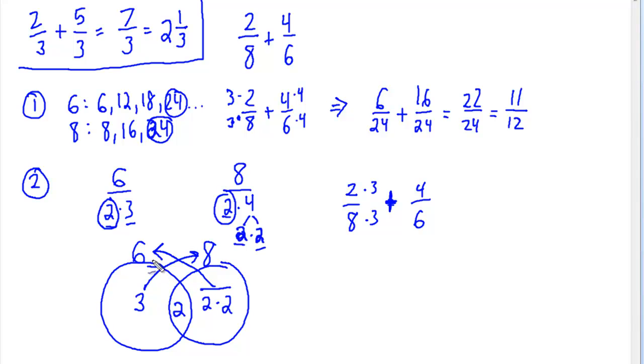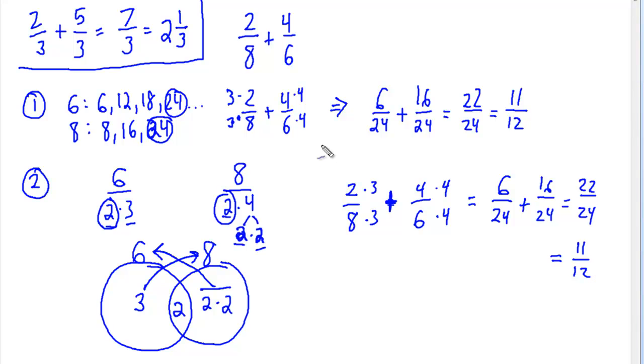Noticing I'm multiplying the 6 times 4, the 2 times 2, so that makes a 4 here and a 4 here. Now you'll notice that the same thing is going to happen just like we did in the multiple method. 2 times 3 is 6, 24. 4 times 4 is 16, 24. We get those added up to 22 over 24, which then simplifies to 11/12. So there are two different methods to do a common denominator.